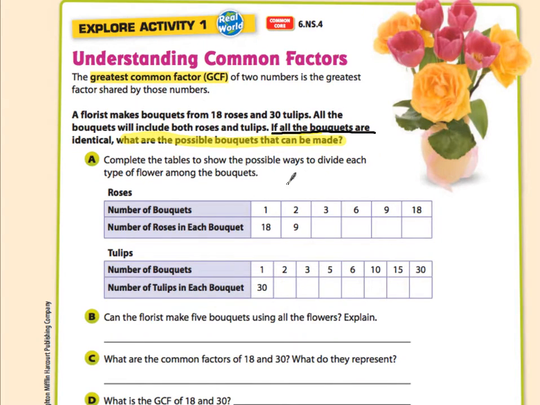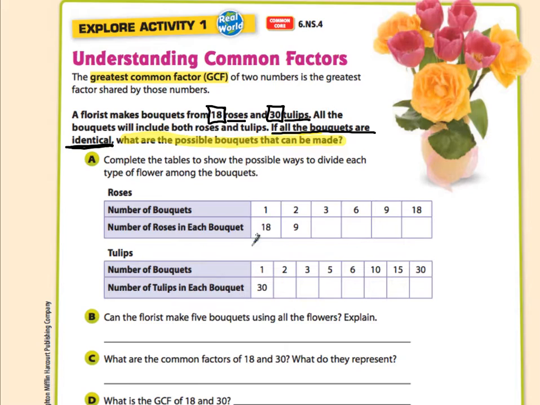If all the bouquets are identical, okay? So that means that if one bouquet has 4 tulips and 3 roses, the other one has to have 4 tulips and 3 roses. But we only have 18 roses to work with and 30 tulips. So what we're going to do is sit down and say, okay, how many bouquets can we make with roses? And make sure that we use all of them.